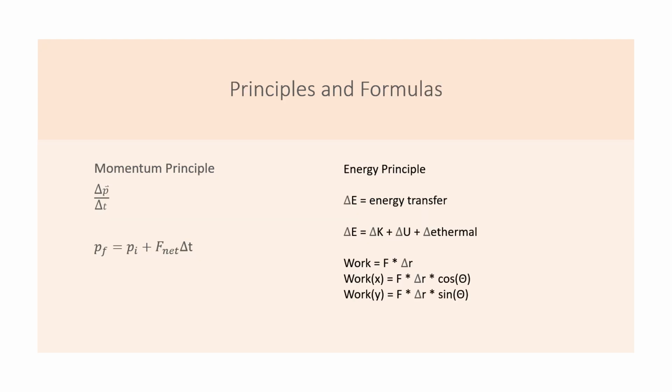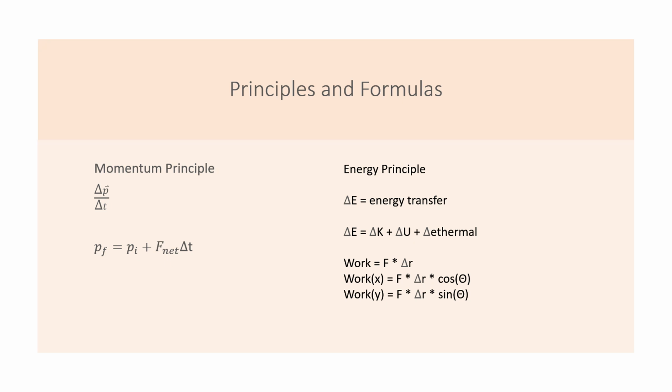The formulas I used were the momentum principle, which I derived from Newton's second law, and the energy principle. The momentum principle can be derived by taking the final velocity is equal to the initial velocity plus the net force divided by mass times delta t, and then you multiply everything by mass, which gives you the final momentum is equal to the initial momentum plus the net force times delta t. Next, you divide everything by delta t, and you get the momentum principle, which is delta p over delta t.